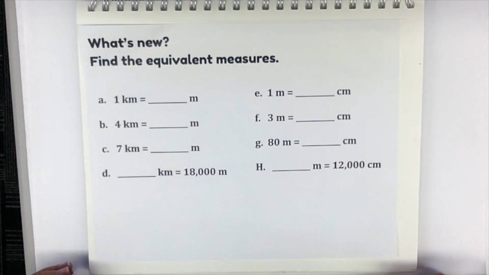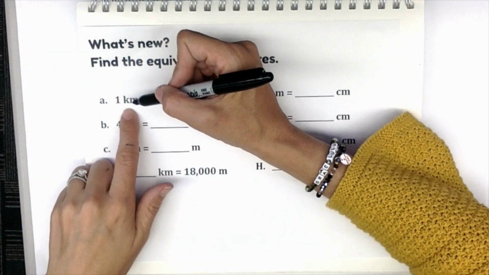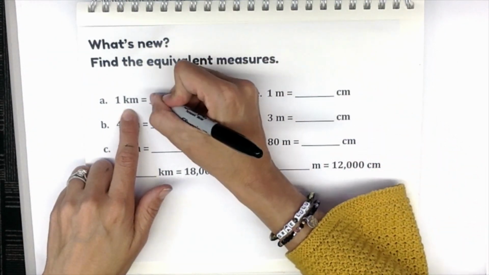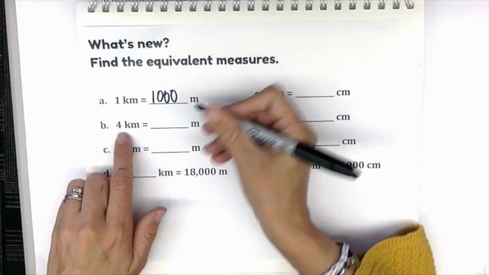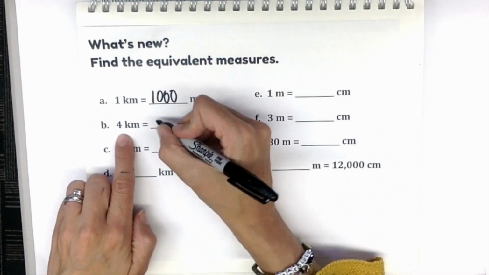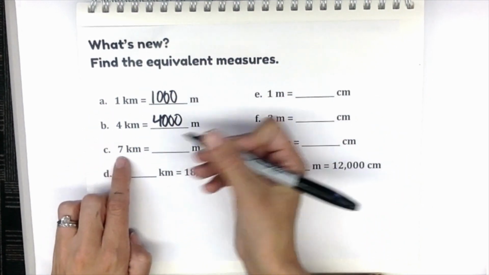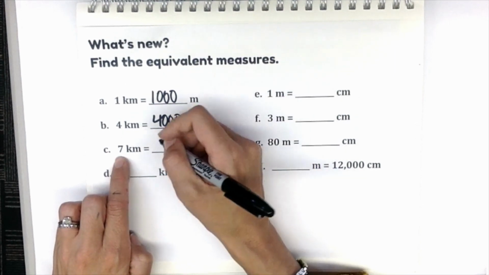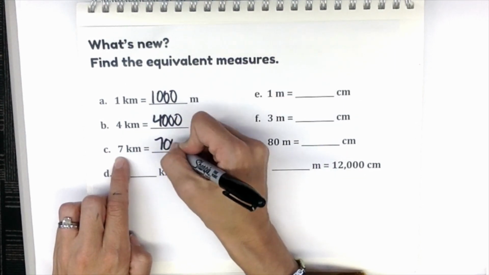All right, we're working on the metric system. So we're finally finding equivalents. So 1 kilometer we know equals 1,000 meters. So 4 kilometers, 4 times 1,000 would equal 4,000. 7 times 1,000 would equal 7,000.